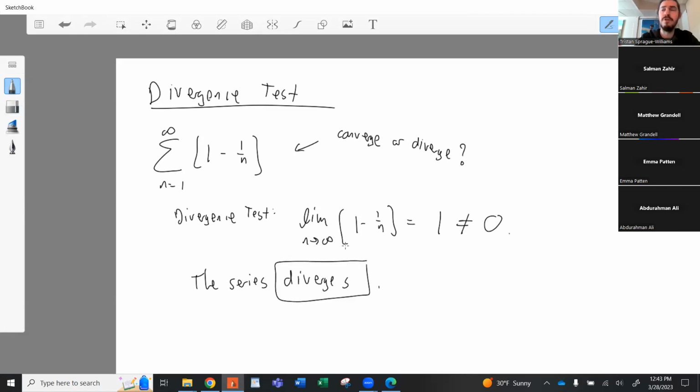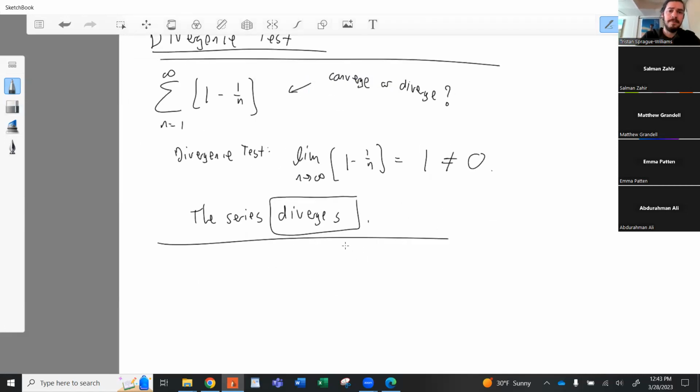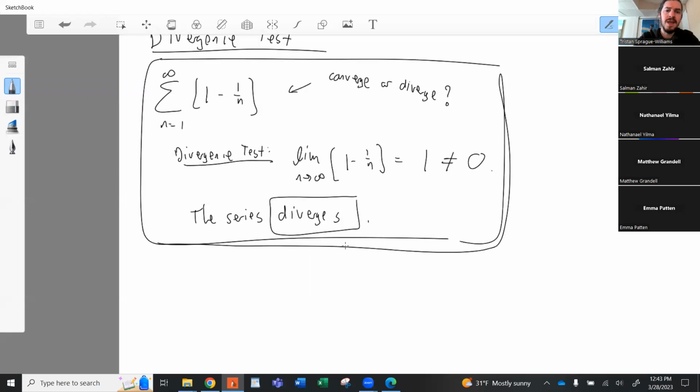If it's anything other than 0, okay? So the divergence test applied to that series tells us that it diverges. The divergence test can only conclude that a series diverges. It's right in the name, folks. It's called the divergence test because that's all it can do. It can only conclude divergence. So if the limit of the sequence is anything other than 0, it diverges.